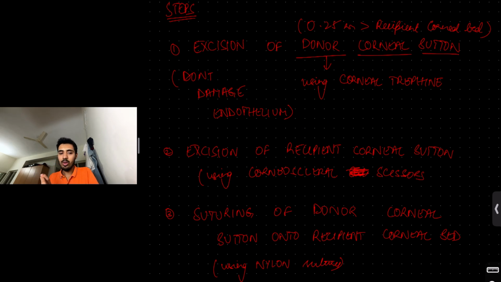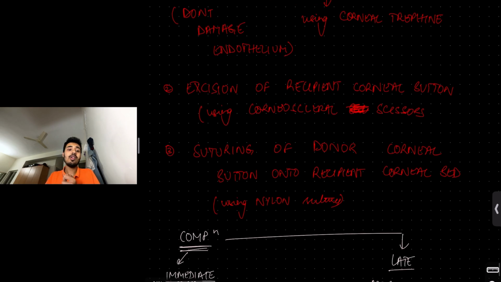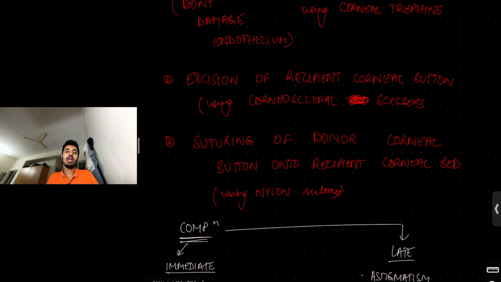So you remove the donor corneal button. Then next step, we excise the recipient corneal button. We can't just put it over the recipient's cornea, right? So this is done using a corneoscleral scissor, excision of the recipient corneal button. Then we just suture the donor corneal button onto the recipient's corneal bed using nylon sutures.